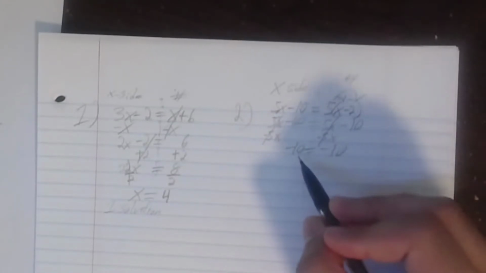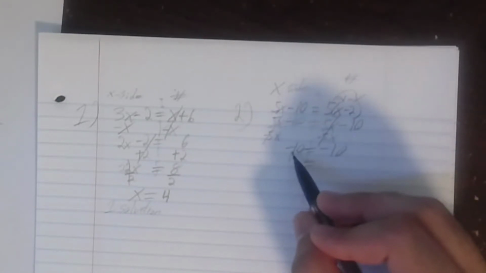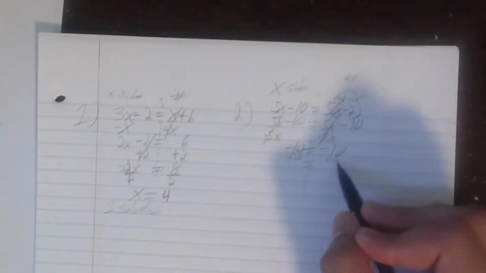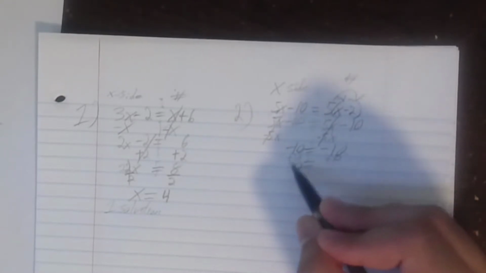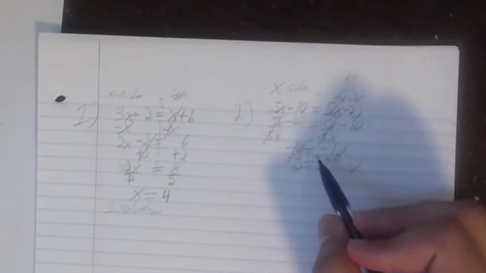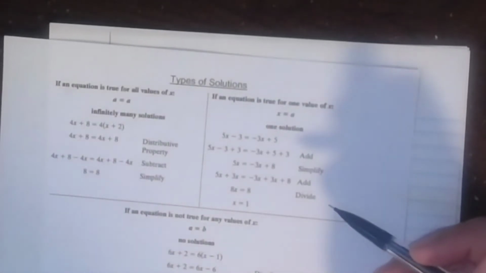So we can stop here, or we could continue with the numbers. We can move this negative 10 to the other side, positive 10, positive 10 on this side. So it's going to be 0 equals 0, which is true. You could have stopped at negative 10 is equal to negative 10, because it's the same number equal to each other, which is this. So this means that this has infinitely many solutions.